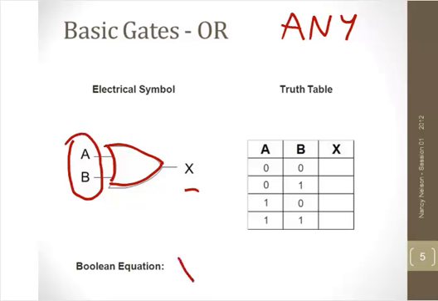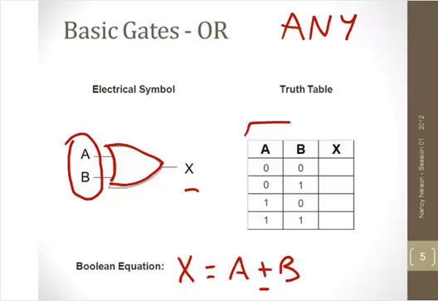Our Boolean equation has the output on the left, so X is equal to A or B. The OR operator is a plus sign. We have to be careful not to confuse that with addition, so we don't say A plus B, we say A or B.